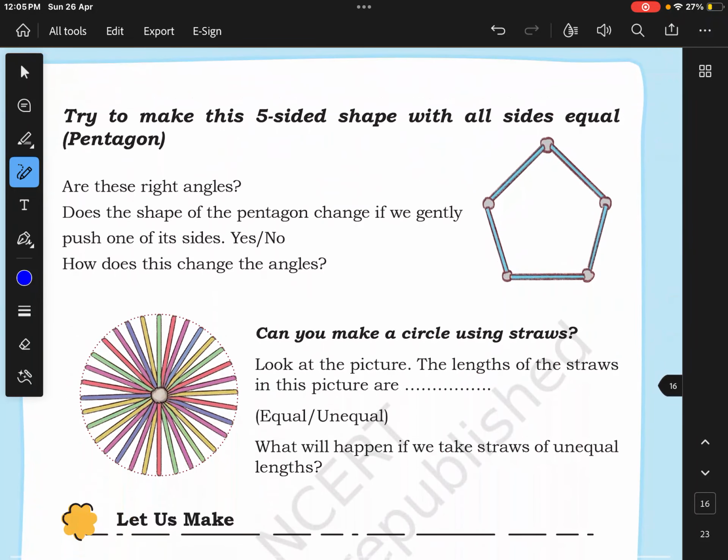Try to make this five-sided shape with all sides equal. If there is a five-sided shape like this, then this is going to be called a pentagon. I had told you there is a famous place named Pentagon. That is the defense headquarters of the USA. It is called Pentagon because they have a building of this shape. Interesting. In a pentagon, we don't have any right angle.